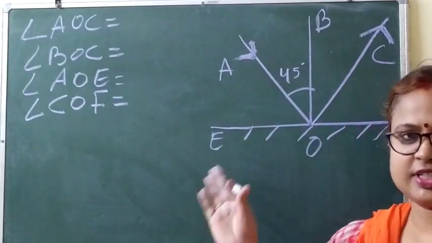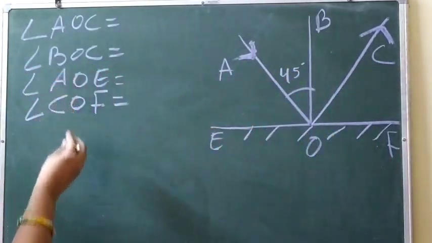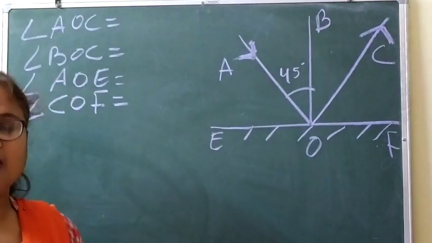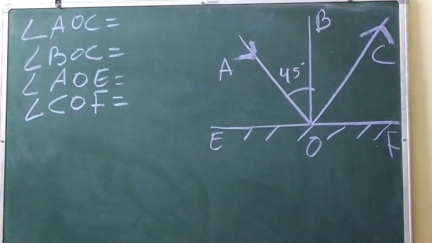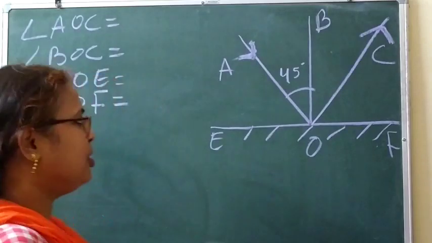Now the next question is, this is the diagram, clear? And here you have to find out the value of angle AOC, angle BOC, angle AOE, and angle COF. Okay, so now let's find out.